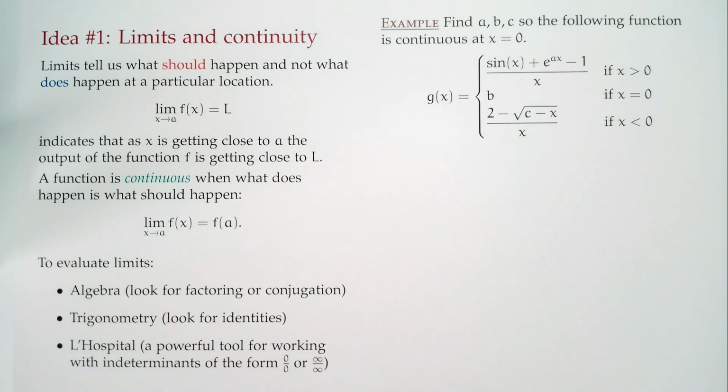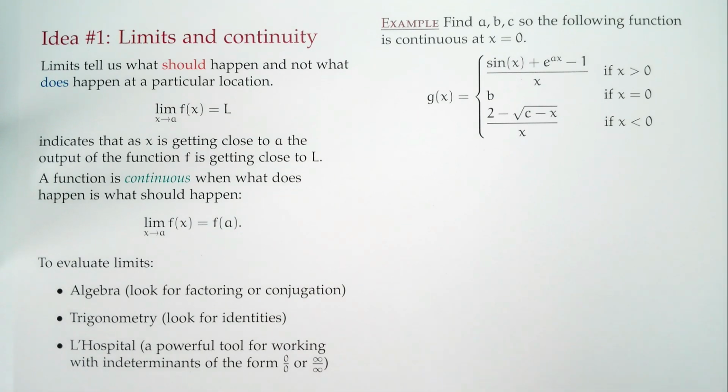So how do we handle limits? Well, to actually work with limits, there are a few things you do. Work with algebra, and you look for factoring or multiplying by conjugates. Look for trigonometric identities, and in particular, sine squared plus cosine squared equals 1. That one gets an incredible amount of mileage.